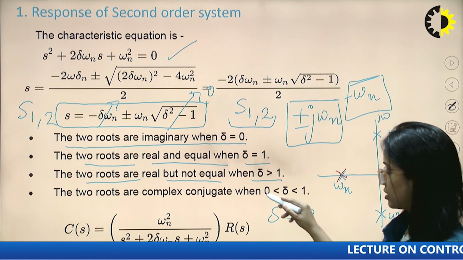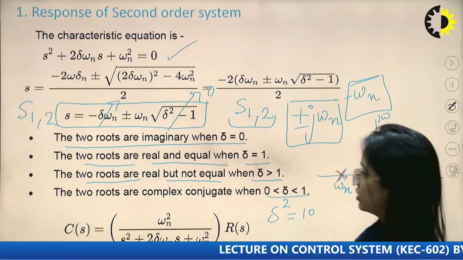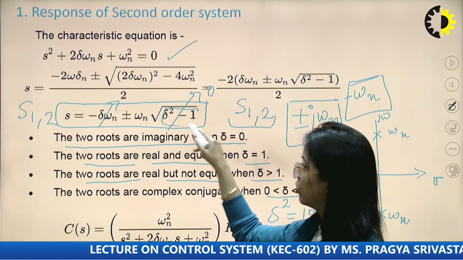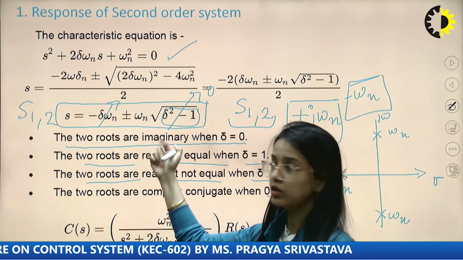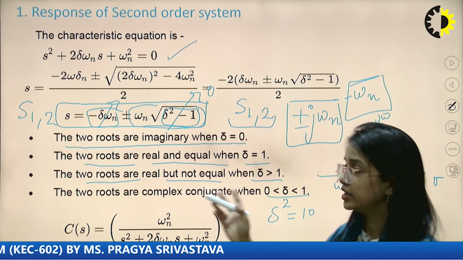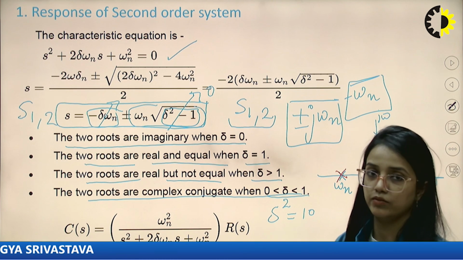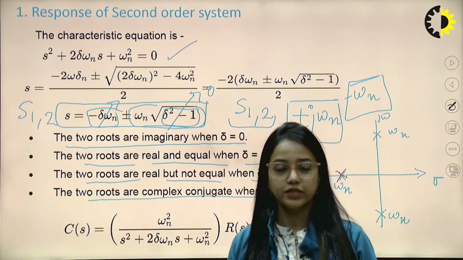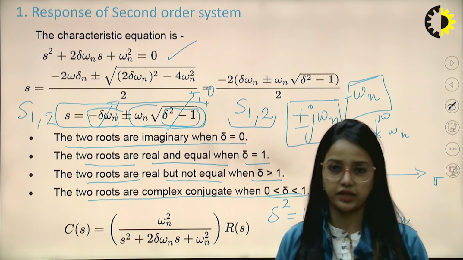Now let us consider the value of zeta between 0 and 1. It means the overall value under the root will be negative. So of course we will have some j value from here, and then this is the real term, this will be the imaginary term. So real plus imaginary, it means s will have a pair of complex conjugate roots. So from here we have analyzed the characteristic equation of a second order control system, and we will study more on this in my next lecture. Thank you.